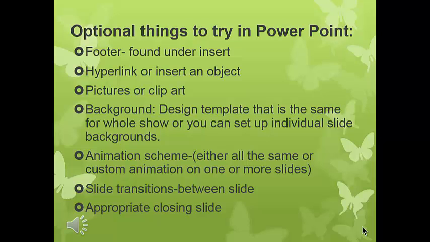Some other things you can try in PowerPoint: you can add footers and headers, hyperlink, or insert an object. You can do pictures and clip art. You should have at least one picture. That would be pretty typical, so I would sort of expect that. You can do backgrounds. You can use a design template. You can search for a template. You can use one that they have. You can do the gradient colorings. You can use a picture for a background like we did in PowerPoint 2, and you can watermark it.